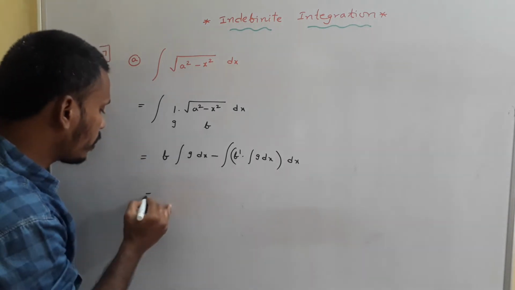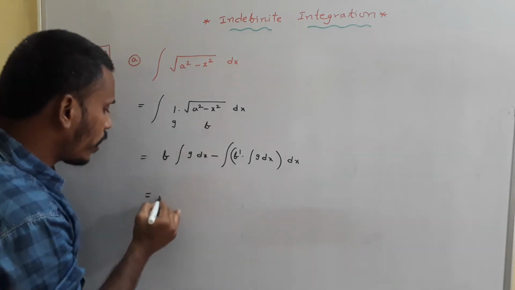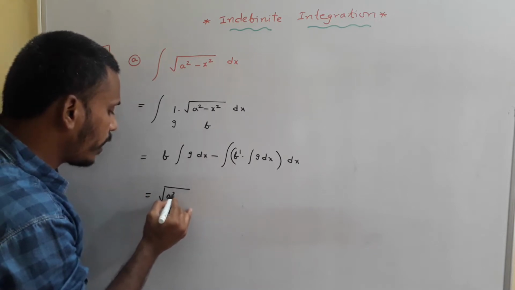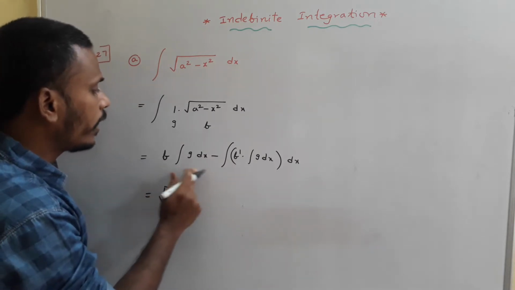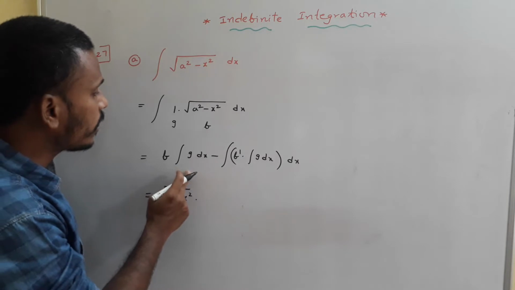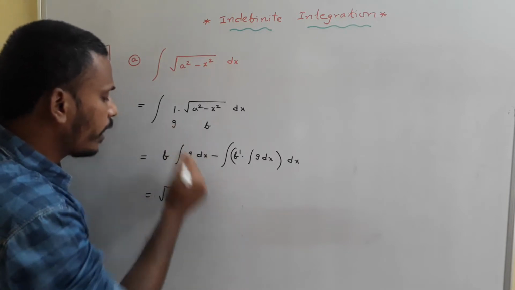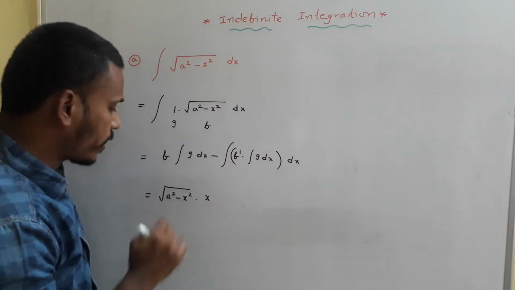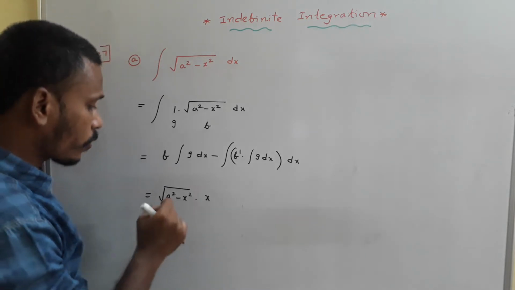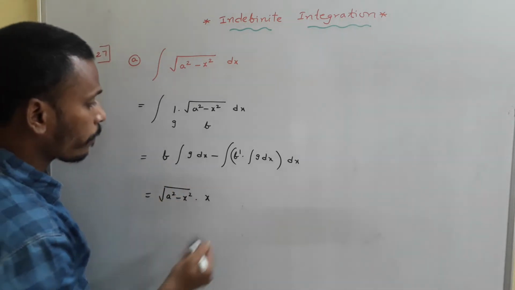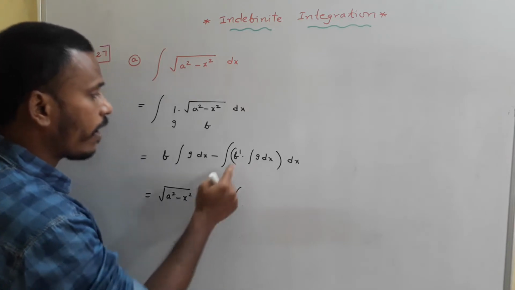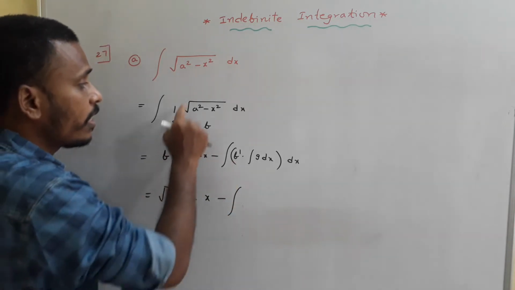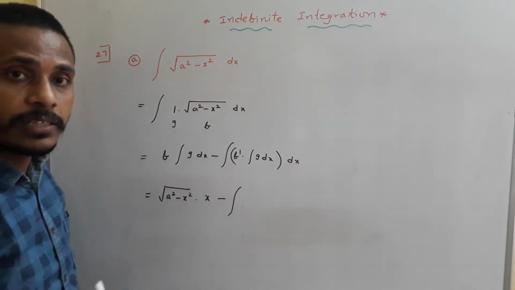Now this is equal to f, which is root of a square minus x square, into the integral of g dx. What is the integral of g dx? The integral of 1 is x, right? So root of a square minus x square into x. Minus the integral of f dash. What is f dash? The derivative of this root a square minus x square.